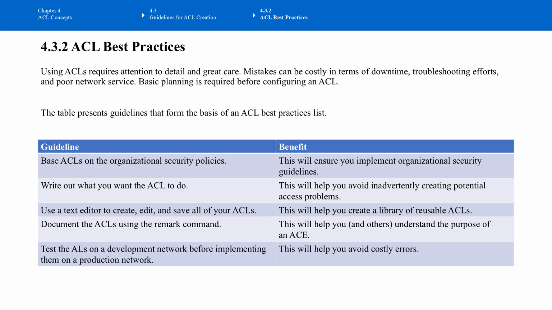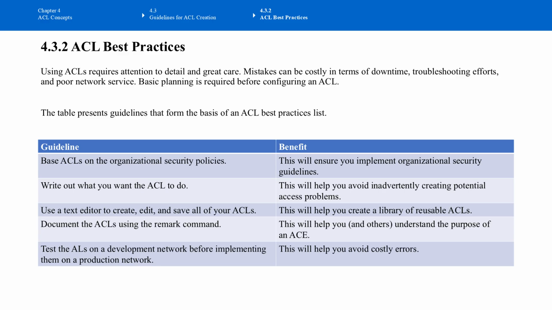ACLs require careful planning. A small mistake can block legitimate traffic, cause downtime, or create a security problem. And here are the key guidelines. We need to follow the organization's security policy. The ACL should enforce established security requirements.